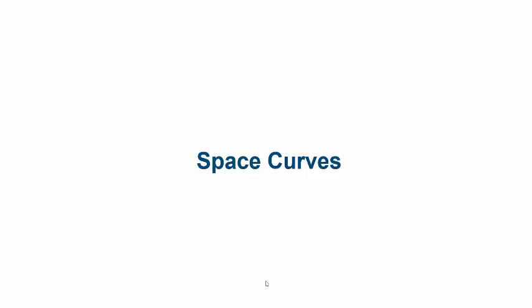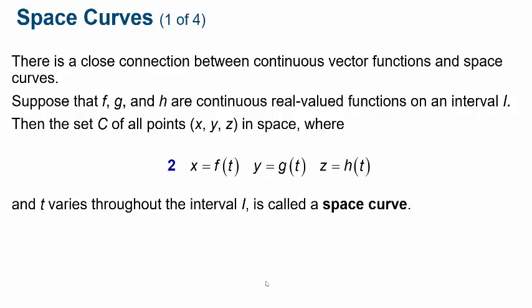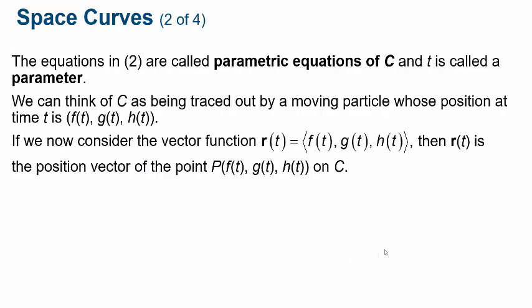Now let's talk lastly just about space curves here. All right, so there is a close connection between continuous vector functions and space curves. Suppose that f, g, and h are continuous real valued functions on some interval I. Then the set C of all points in space where x is equal to the first component of that vector valued function, y is equal to the second component, and z is equal to the third component, and t varies throughout the interval I, is called a space curve, okay? So the equations here in 2 are called parametric equations of C, and t is called the parameter.